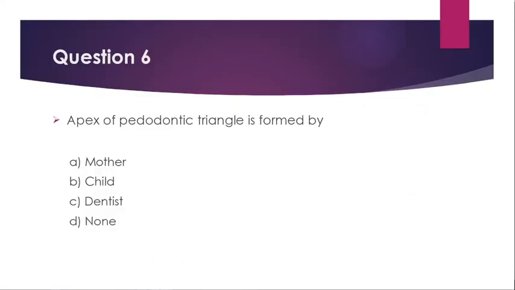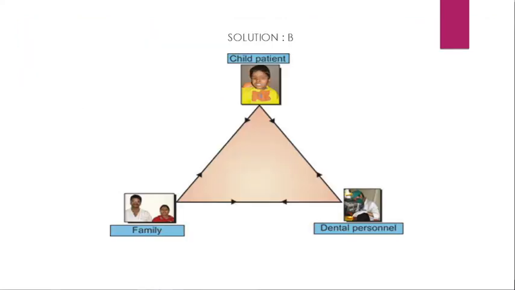Next question. Apex of pedodontic treatment triangle is: option A, mother, option B, child, option C, dentist, and option D, none. So this is the pedodontic treatment triangle. What is the pedodontic treatment triangle? This was first explained by Wright in 1975 and modified by McDonald in 2004.